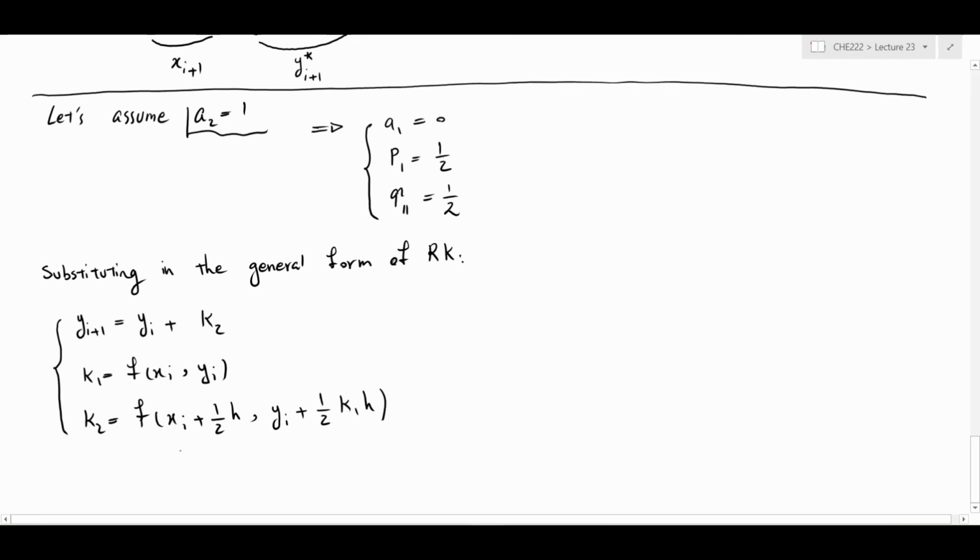And again, if we look at this more carefully, we realize that xi plus h over 2 is what we call xi plus 1 over 2, and yi plus 1 over 2 times k1 times h is what we call yi plus 1 over 2 in the midpoint method. And indeed, these three equations together are equivalent to the midpoint method.